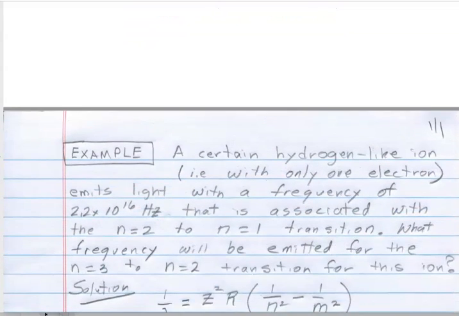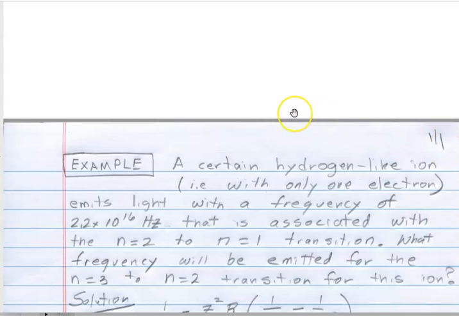Continue with this trip down memory lane, so hopefully these won't look too foreign to you. They look like things that you maybe have seen in previous classes, but just to set the ground state for us. Here we have a certain hydrogen-like ion, A1, with only one electron.